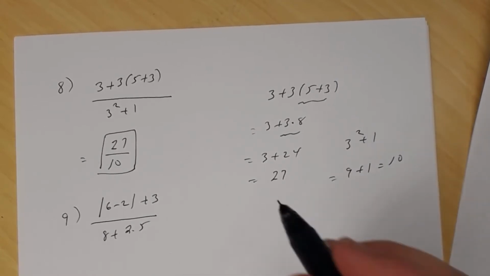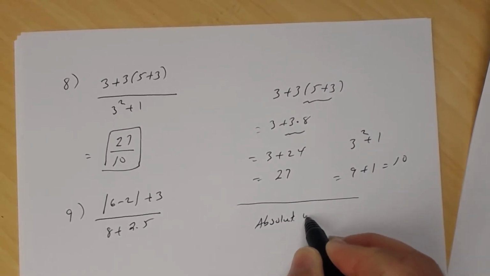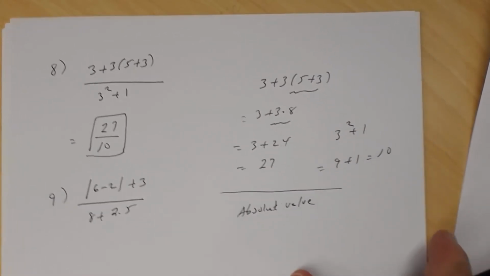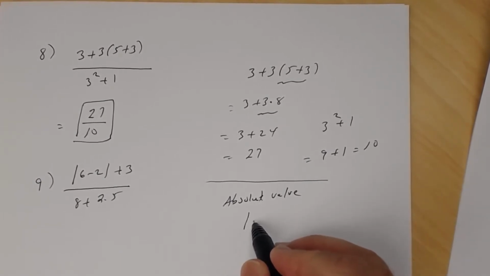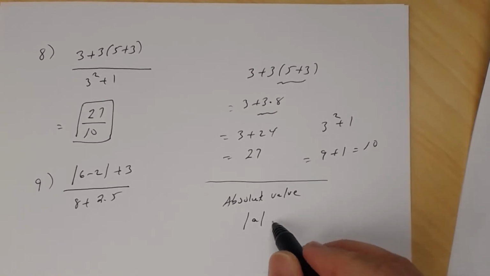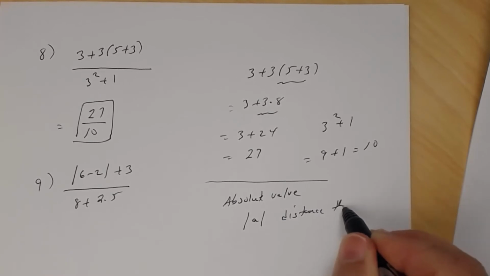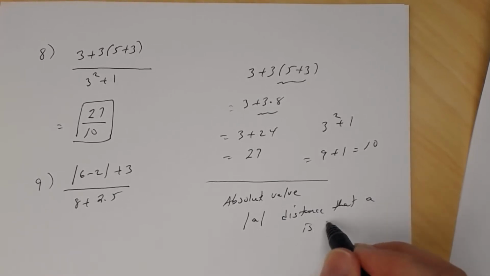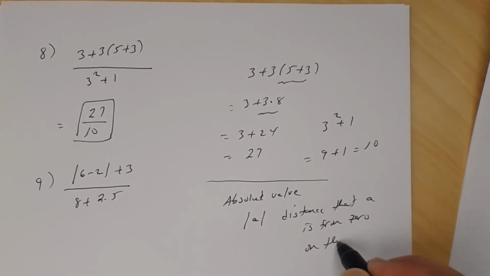Now let's review something about absolute value for a moment. Remember, in a previous course, the absolute value of a number, let's say A, is the distance that A is from 0 on the number line.